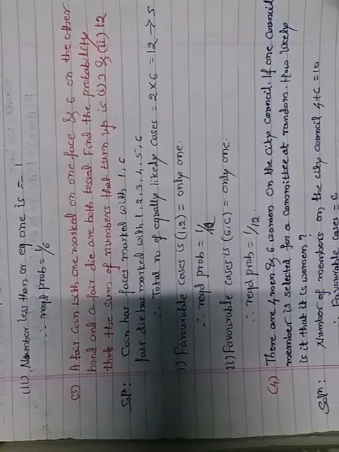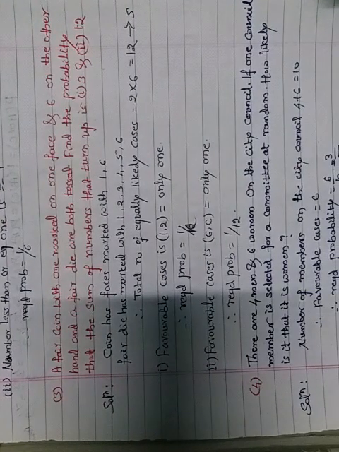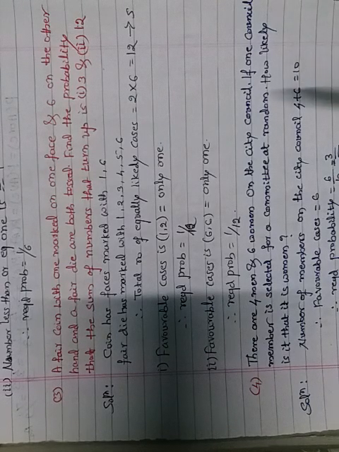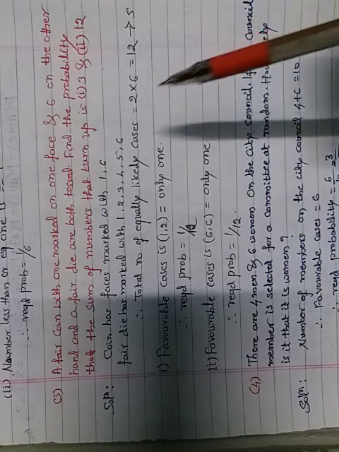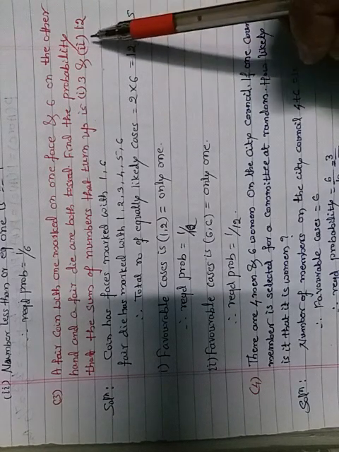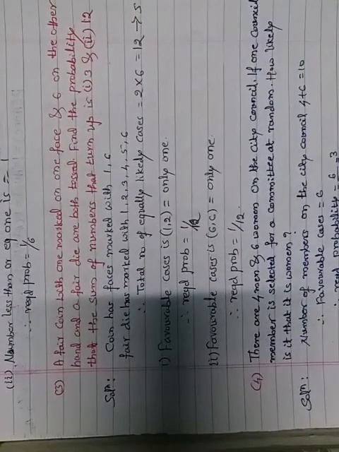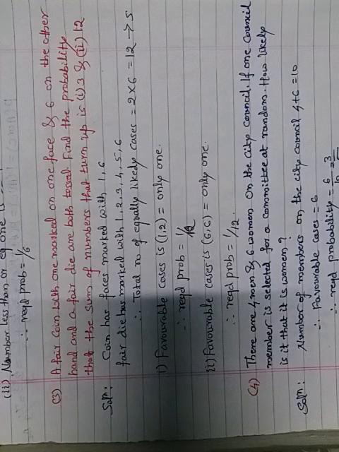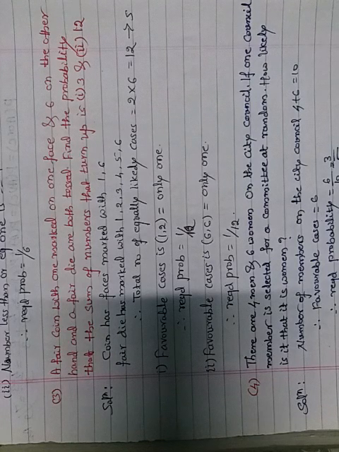Next, moving to the third question. A fair coin with 1 marked on one face and 6 marked on the other face, and a fair die, are both tossed. Find the probability that the sum of the numbers that turn up is 3, and another sub-question is 12. Carefully read the question once or twice.